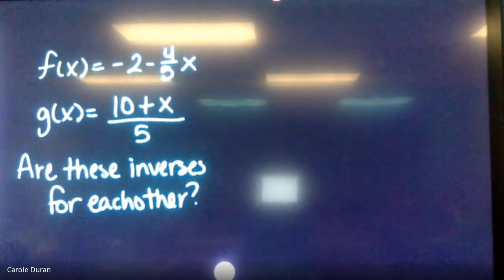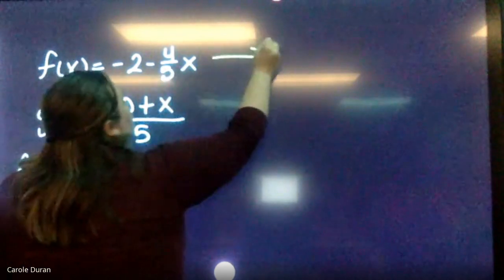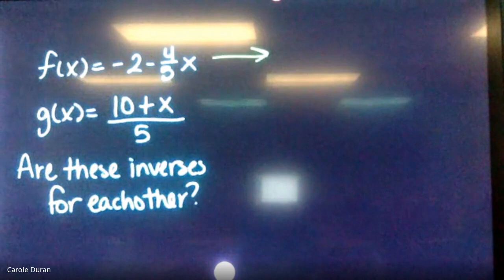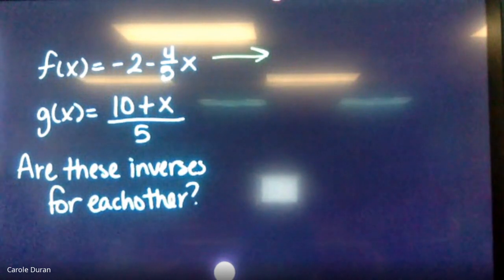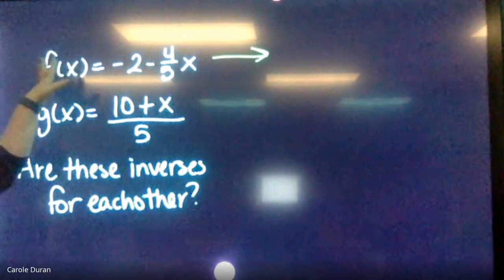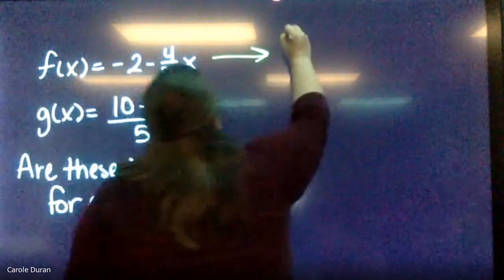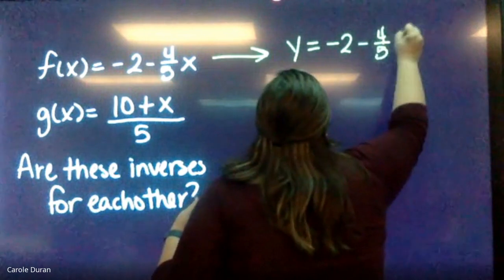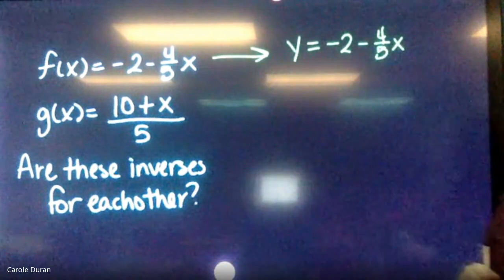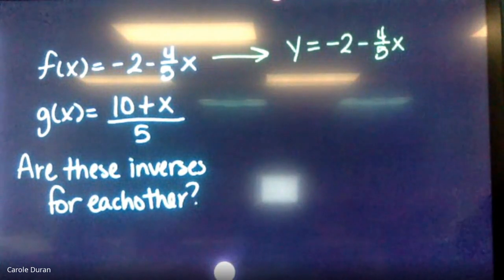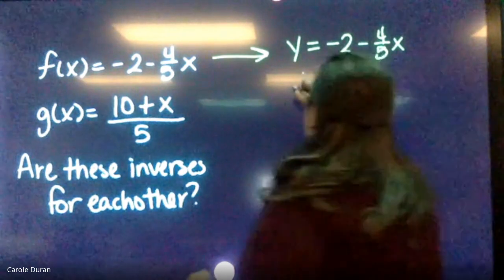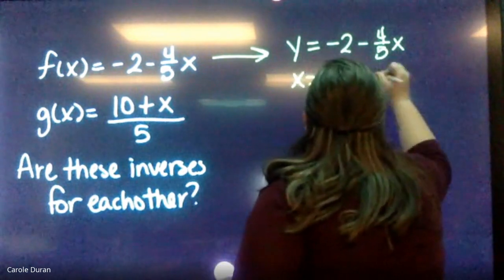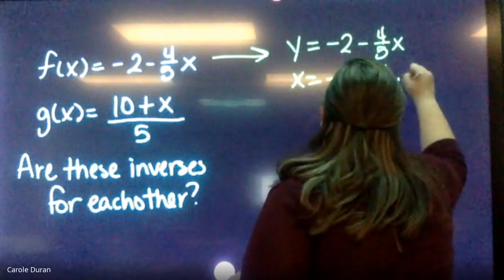Okay? So the first one we're going to do is we're going to start by taking the inverse of f, and we're going to see if it matches what our g function is. So I know the first thing I need to do if I'm trying to find the inverse is I need to change my function notation f of x into a y. So this becomes y equals negative 2 minus 4/5 x. Then I need to flip my x and my y. So this becomes x equals negative 2 minus 4 over 5 y.